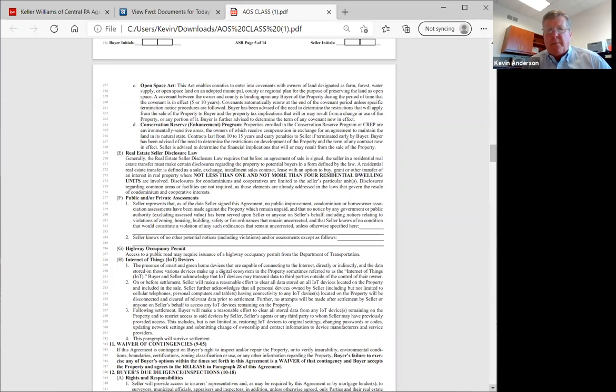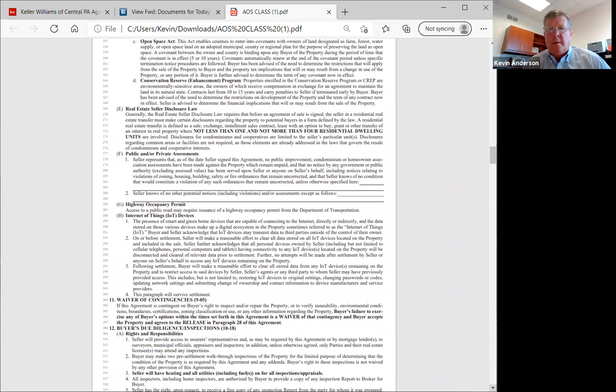Paragraph E just talks about the real estate disclosure law in Pennsylvania. If you have 1 to 4 units, you have to fill out the seller's property disclosure form, with the exception of some that we'll talk about later: estates, bank-owned homes, new construction.